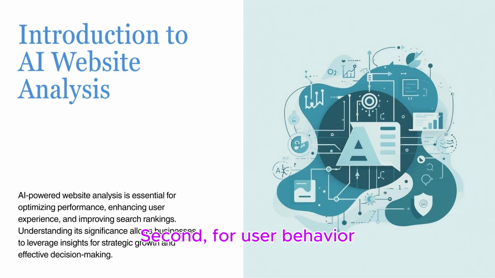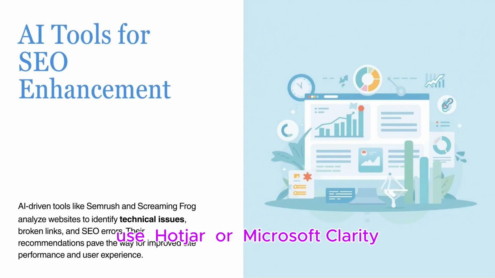Second, for user behavior, use Hotjar or Microsoft Clarity. These tools use AI to analyze heat maps and session recordings, showing you where users click, scroll, and get stuck.